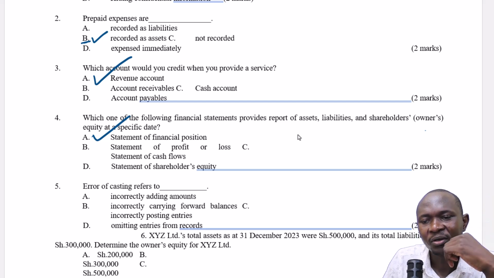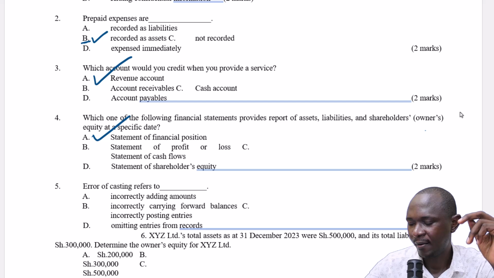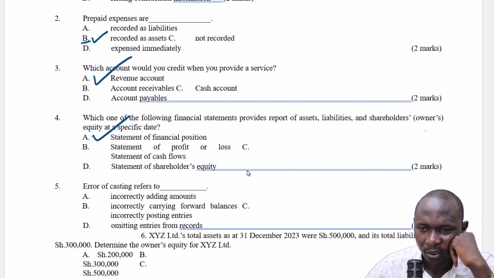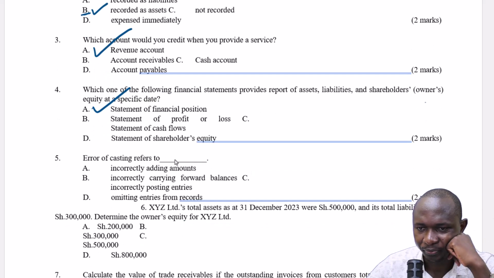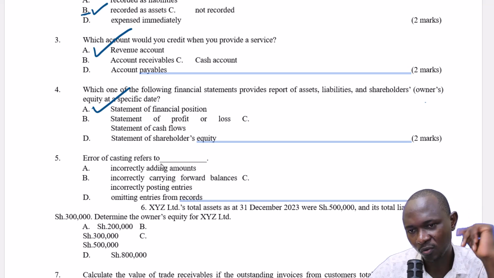Then C, statement of cash flows. Yes, this is a cash flow statement. It shows how money has been moving in and out of the organization, the movement of cash generally. Then statement of shareholders' equity shows the movement of monies by the shareholders or equity of the firm. So the correct answer is A, statement of financial position. It shows assets, liabilities, and equity.